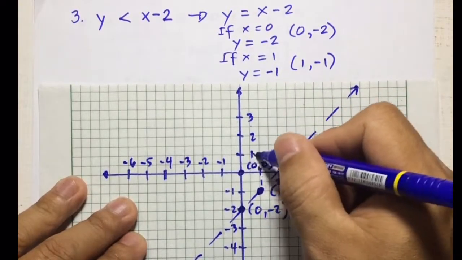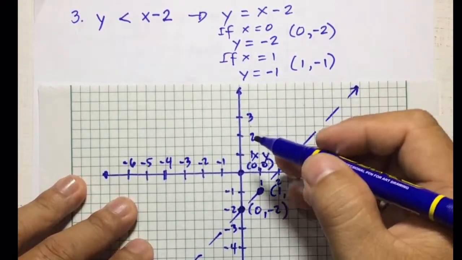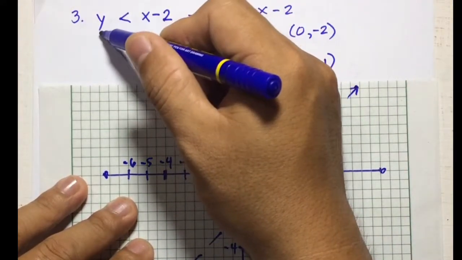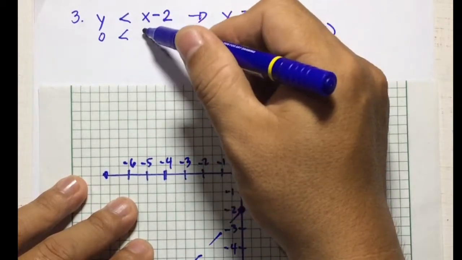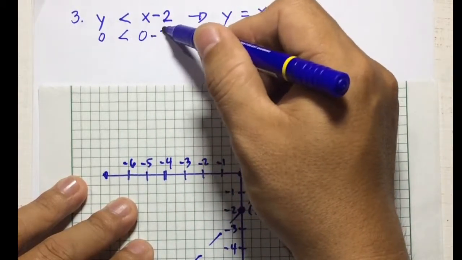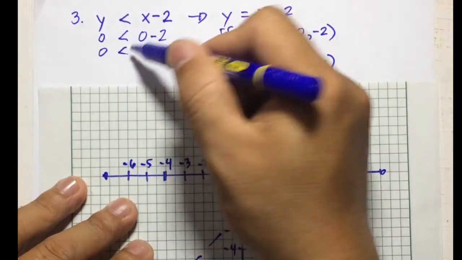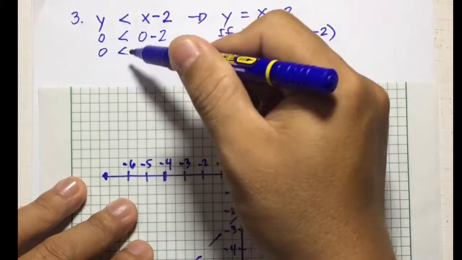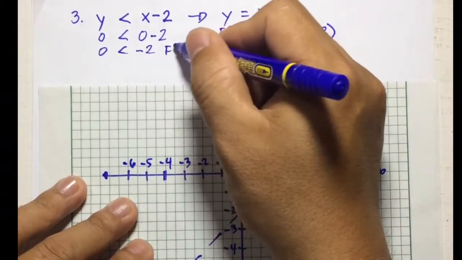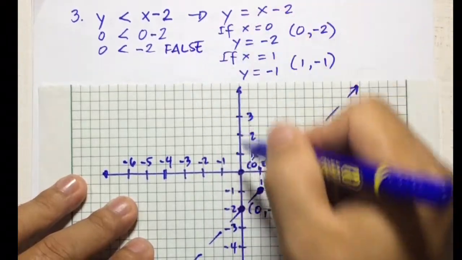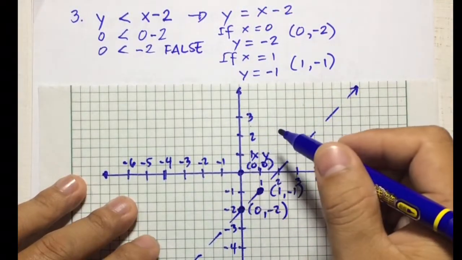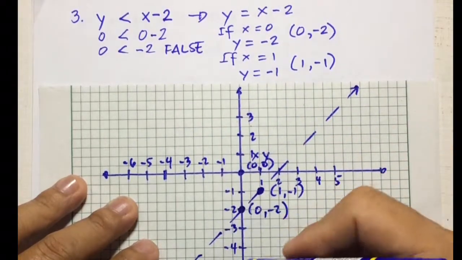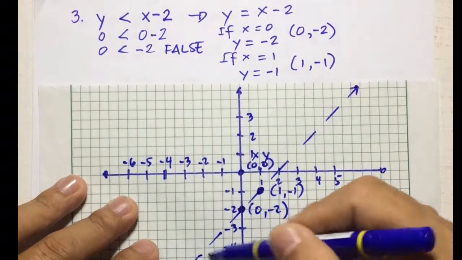So x is 0, y equals 0. Then you're going to substitute these values into the inequality. So y, which is 0, is less than x, which is 0, minus 2. So 0 is less than 0 minus 2, which is negative 2. 0 is less than negative 2, that is false, meaning (0, 0) is not part of the solution. So you're going to shade the other side of the line. So we're going to shade this part here.